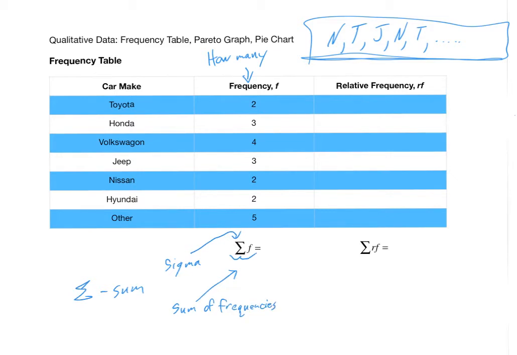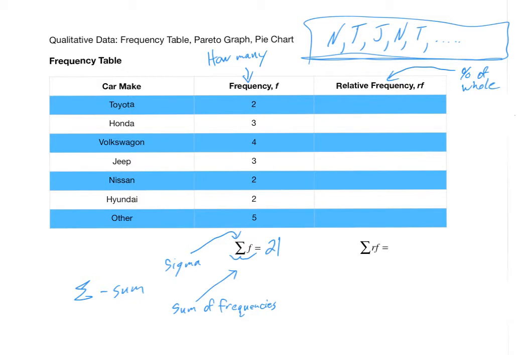Well, let's actually do that. We've got 5, 9, 12, 14, 16, 21. So we've got a total of 21 cars, or 21 students, in this particular class. Now, in a frequency table we'll often also present the relative frequency. Relative frequency is the percent of the whole. We use the letters RF to represent relative frequency.